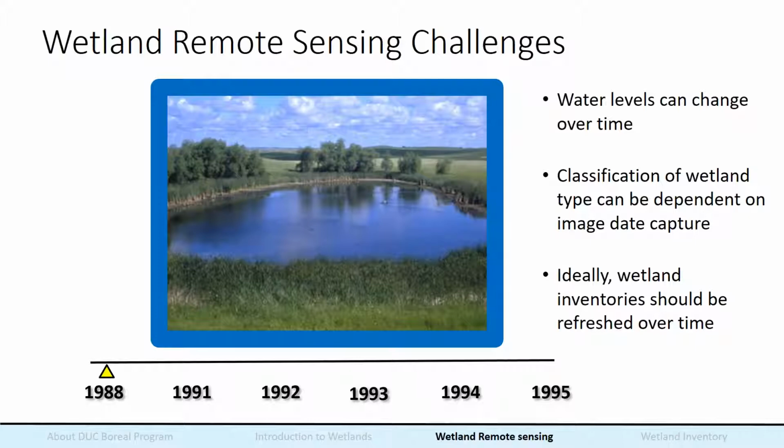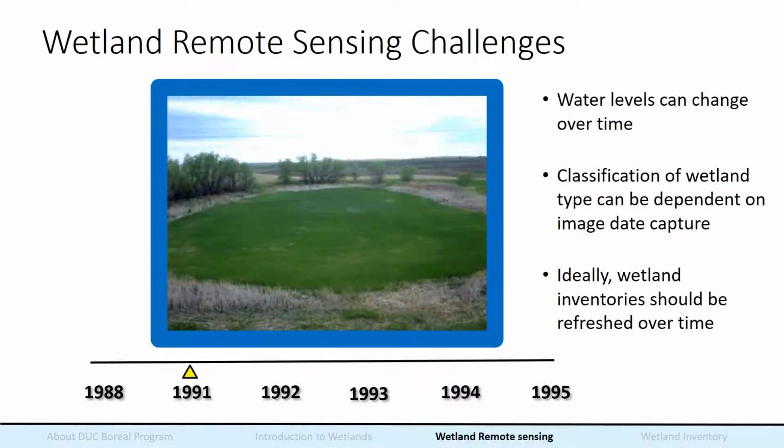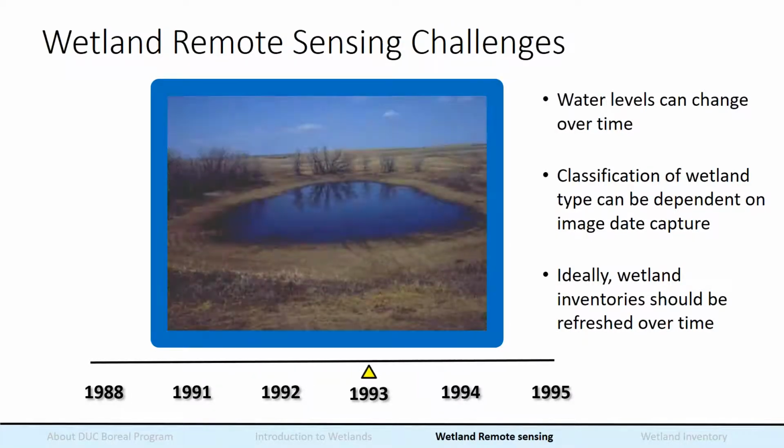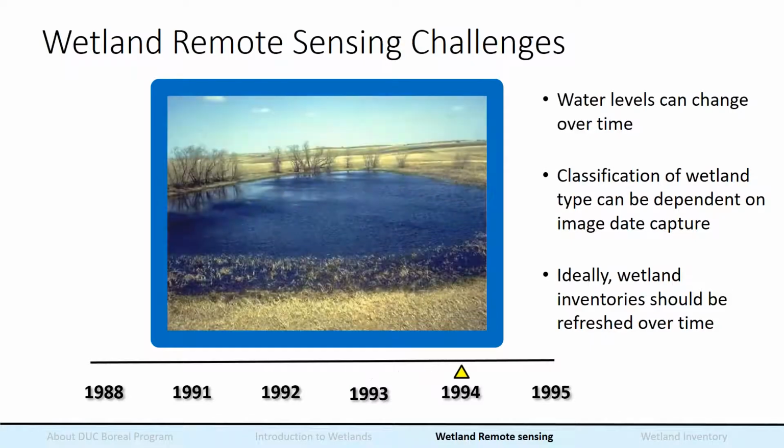And lastly, for challenges, we look at water level changes over time. So here we have an image in 1988, and I'm going to scroll it all the way to 1995. And as you can see in each image, the wetland is drastically changing in terms of hydrology and also vegetation as well.